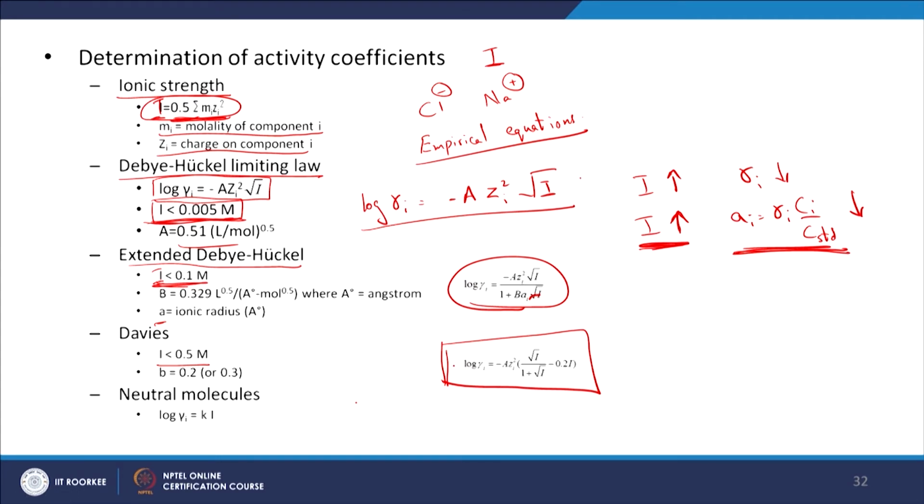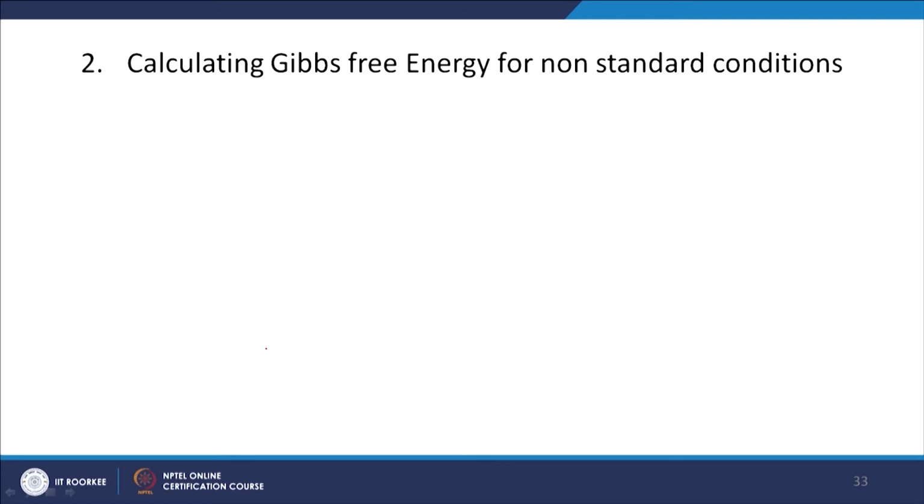Lastly, for neutral molecules too, you are going to have an effect, and that is what you see here: log gamma i equal to K, which is a constant, times the ionic strength. What is the effect of ionic strength on the neutral molecules too? Again, different thresholds with respect to ionic strength, and so once you calculate the ionic strength, you can choose which particular law to use and so on. Okay, let us move on.